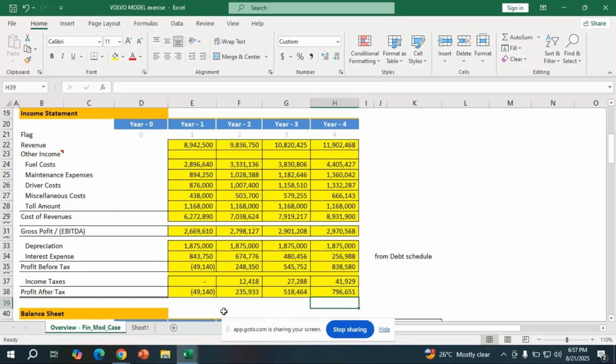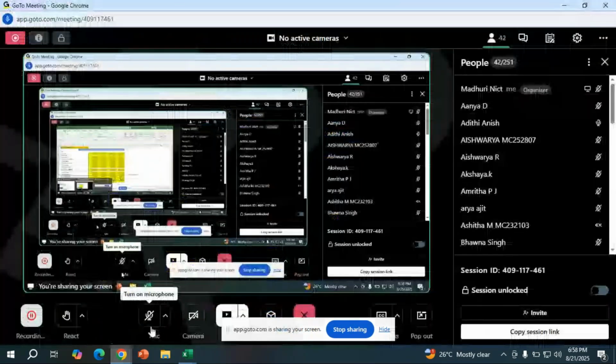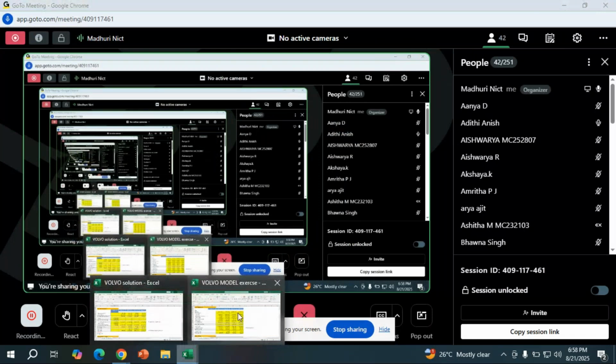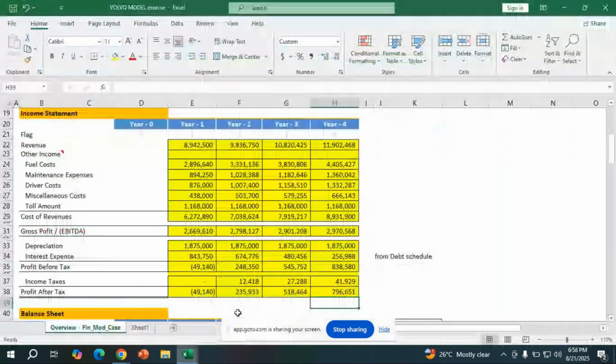Ma'am, income taxes for the first year we don't consider. No, we cannot consider income tax for the first year. Why? Because in year one there is a loss, right? 49,140. So now for the loss, we cannot calculate the income tax. Okay, ma'am.